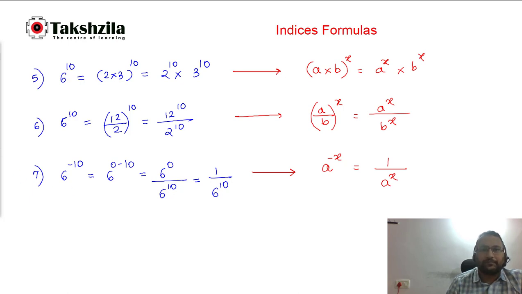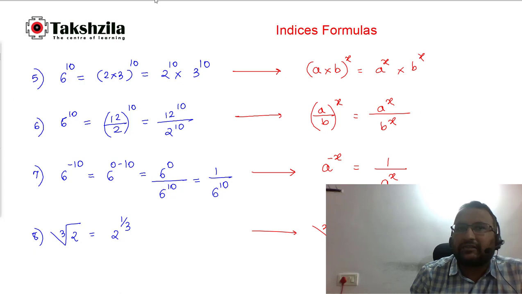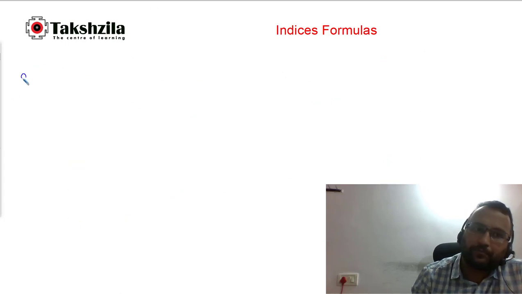After this, eighth one is, if I say cube root of 2, this we can write as 2 to the power 1 by 3. So the formula over here is, if it is the xth root of a, the formula becomes a to the power 1 upon x. After this, let's have a look at the ninth formula.